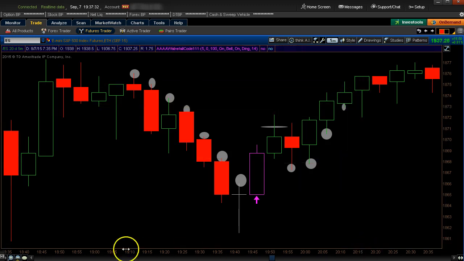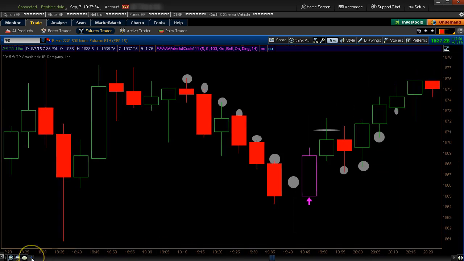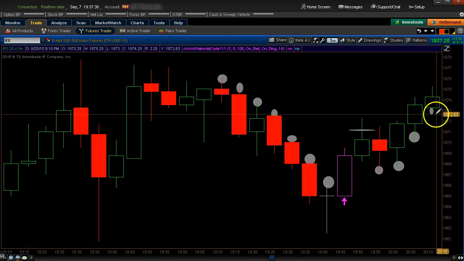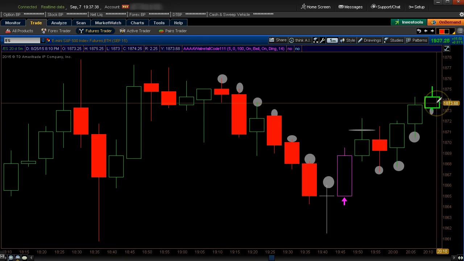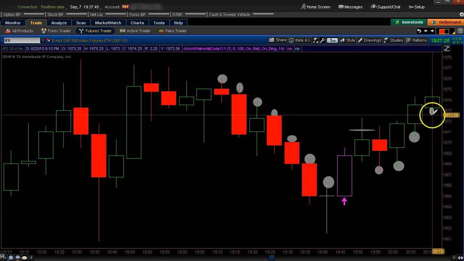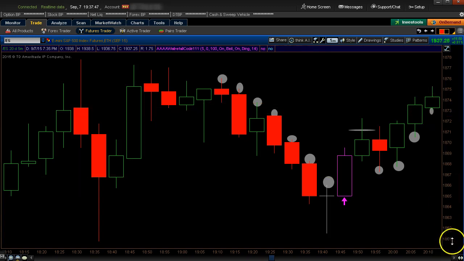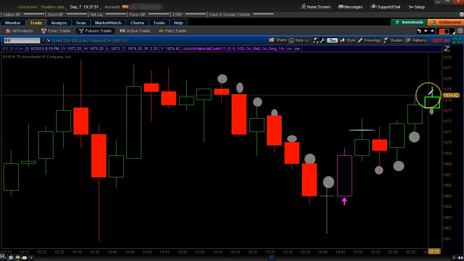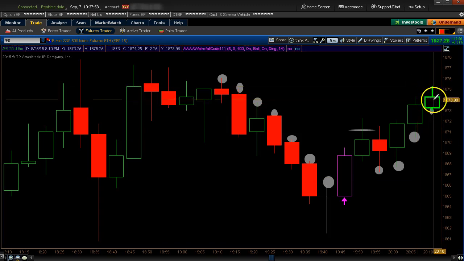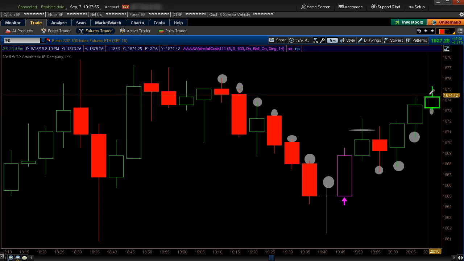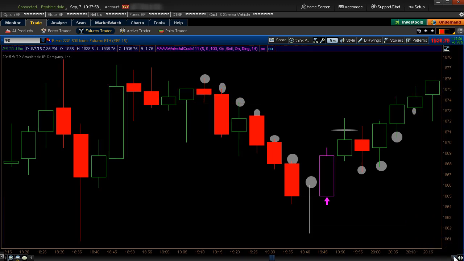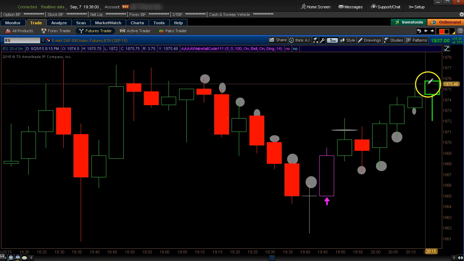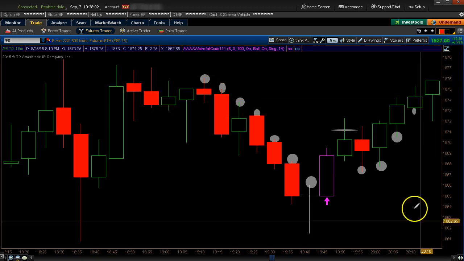Because all we would have seen was this candle right here, our entry would have been one tick below the low at 1872.75. And our stop would be 1875.50. So we're risking about 2.75 points. Well, here's the problem. You could see price came down and then stopped us out very quickly.